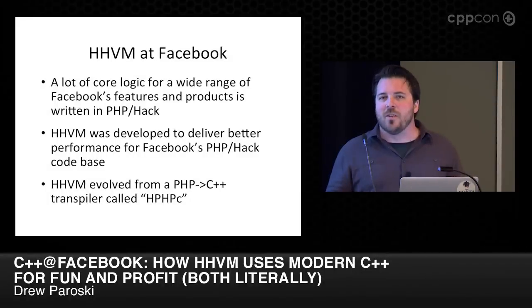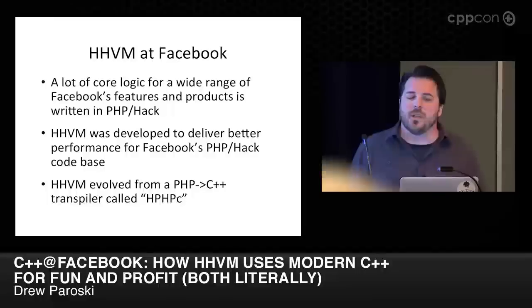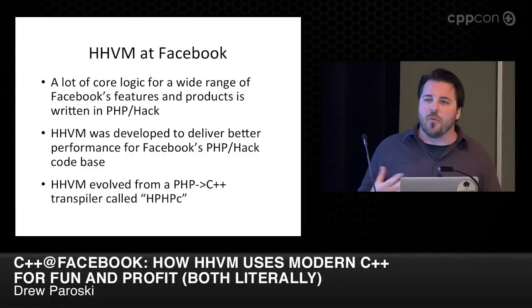But as it became bigger and as Facebook took on more and more users, the performance really started to matter. The stock PHP interpreter wasn't really cutting it, and so HHVM was developed to solve that problem. HHVM wasn't the first solution Facebook developed to improve performance. It evolved from a previous project called HPHPc, or open source's Hip Hop for PHP, which was a transpiler that converted PHP into C++ and then compiled that.